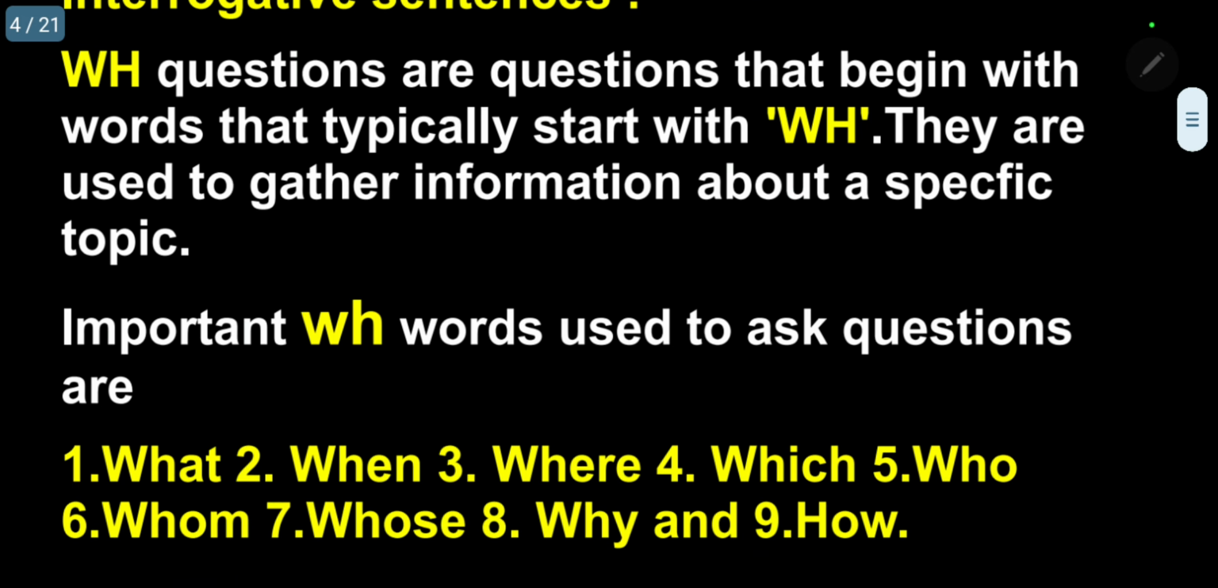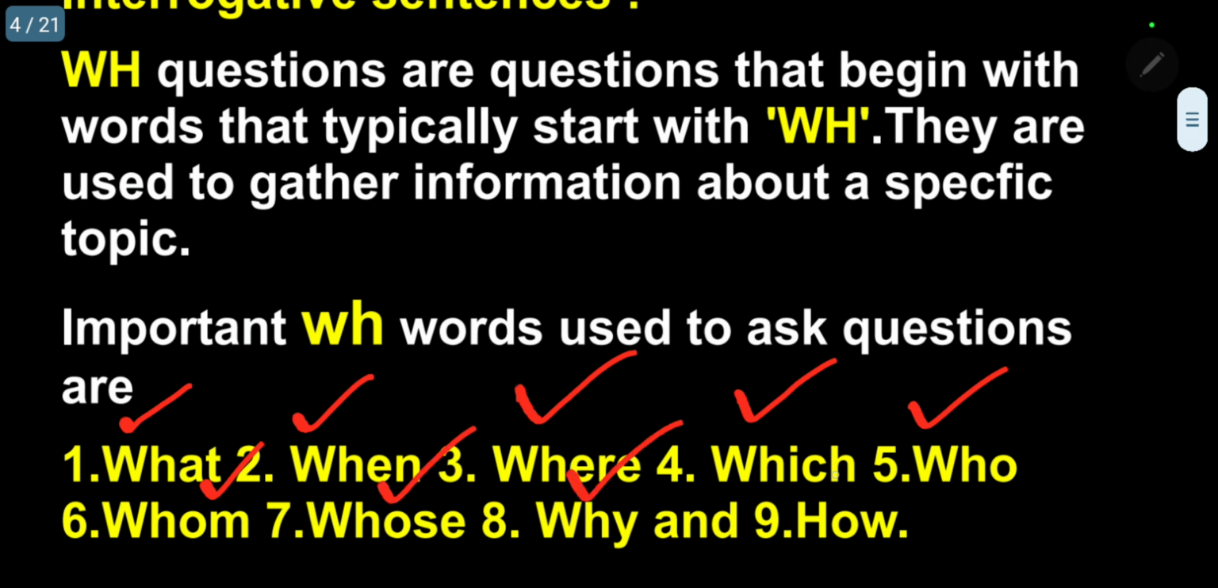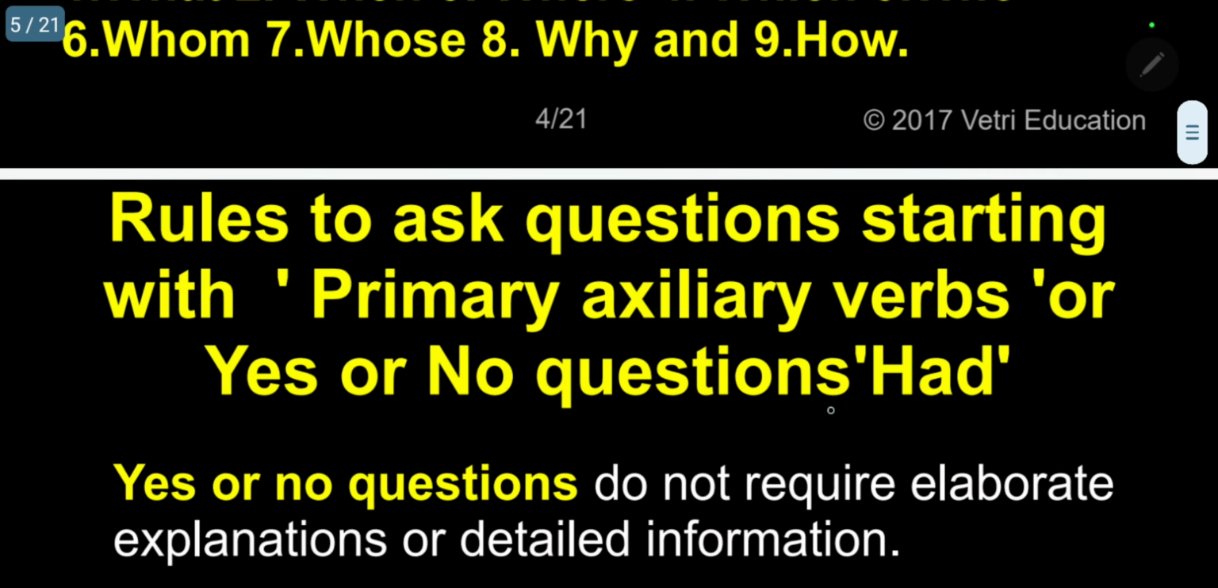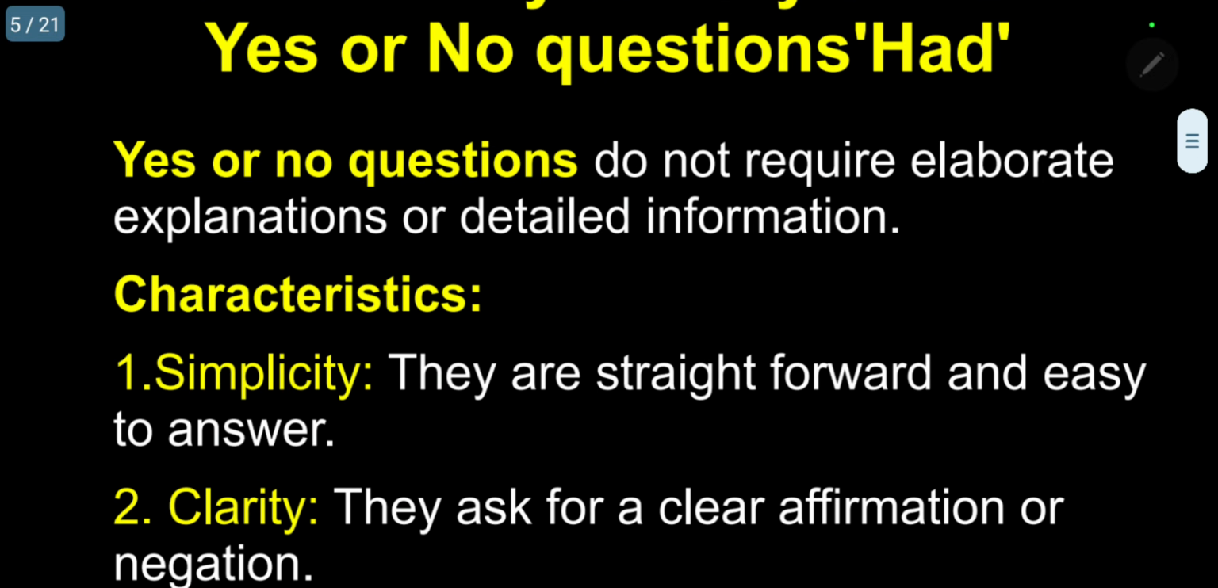Important WH words used to ask questions are: 1. What, 2. When, 3. Where, 4. Which, 5. Who, 6. Whom, 7. Whose, 8. Why, and 9. How. Out of the nine, one to eight are questions starting with WH; only in nine, how, the H and W are interchanged. Kindly follow. Here I can now concentrate on yes or no questions.